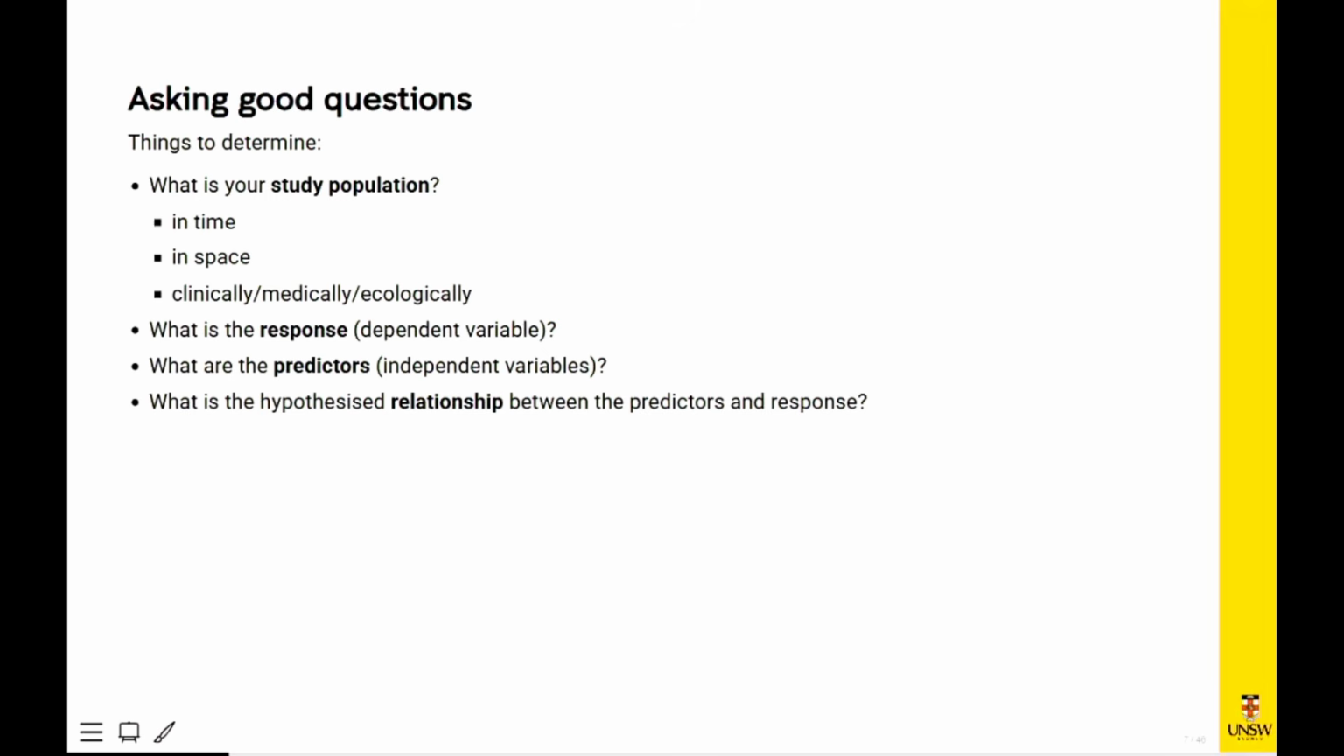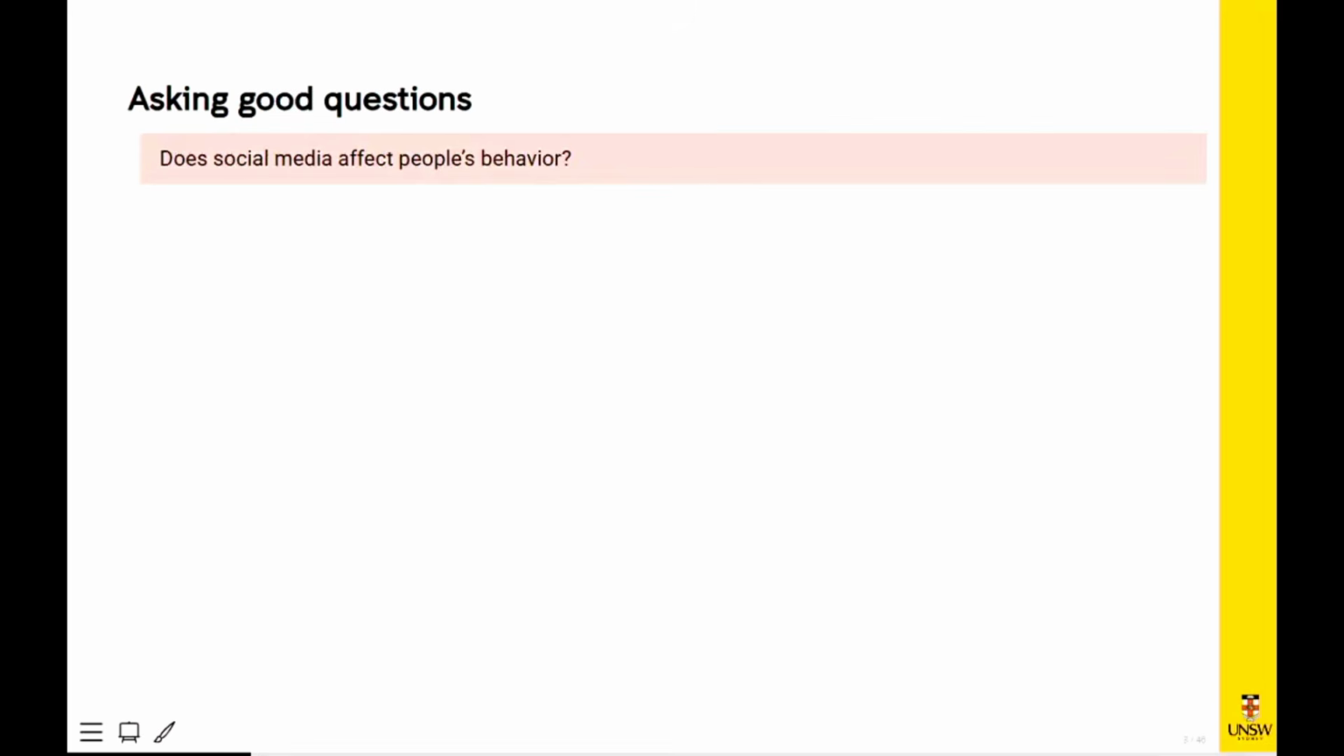You need to identify what your response is. What is your outcome variable? You need to know that so you can know how to measure it well. And also, you need to know what the predictors are. What are the important variables that will be influencing your outcome? And you should also have a good idea what the hypothesized relationship is between predictors and response.